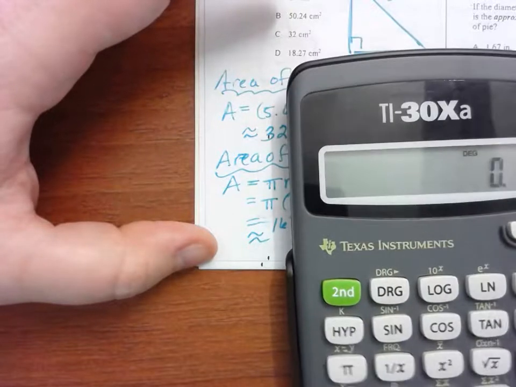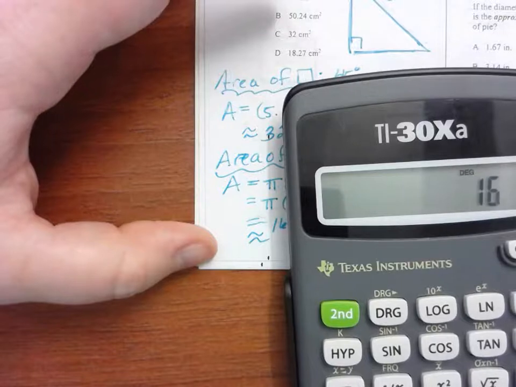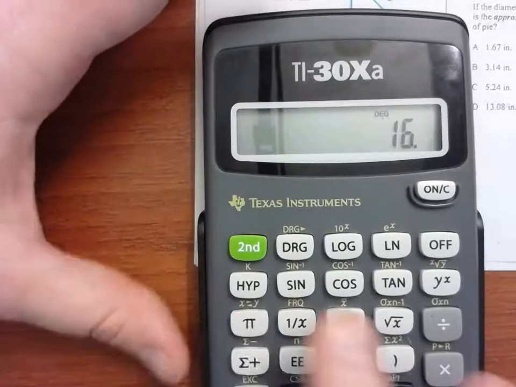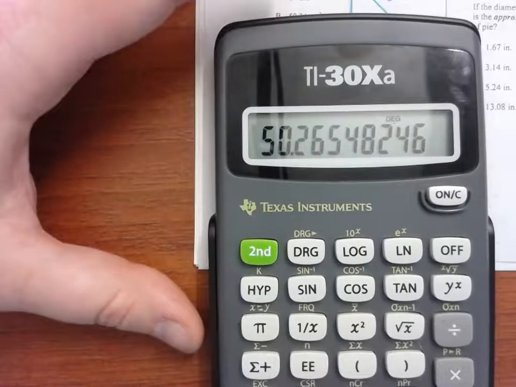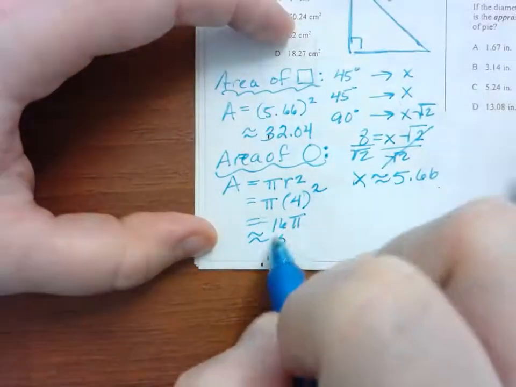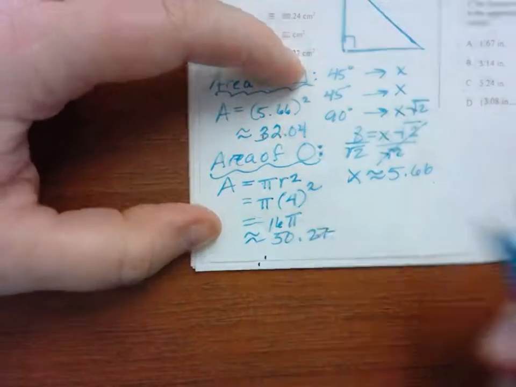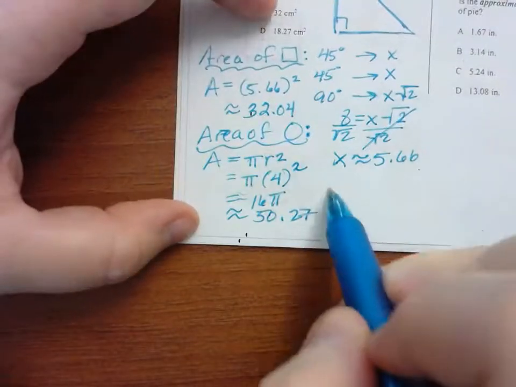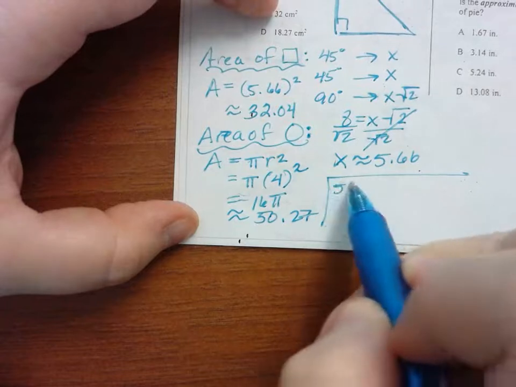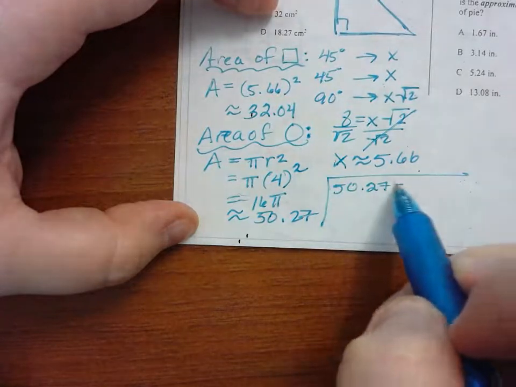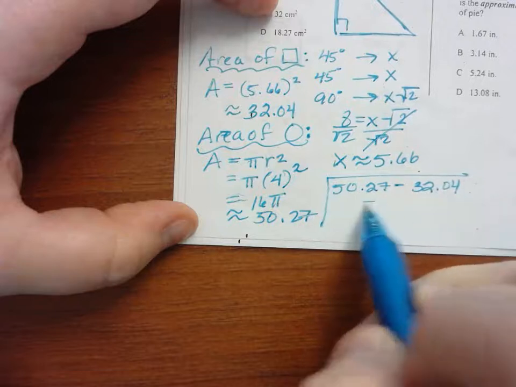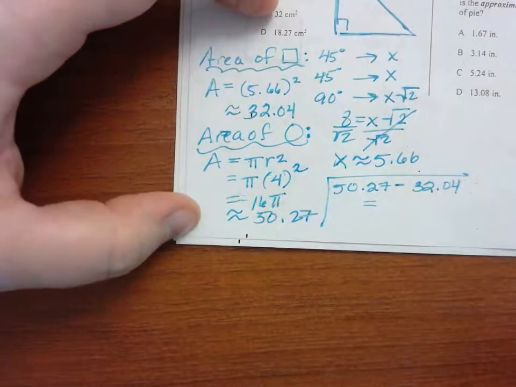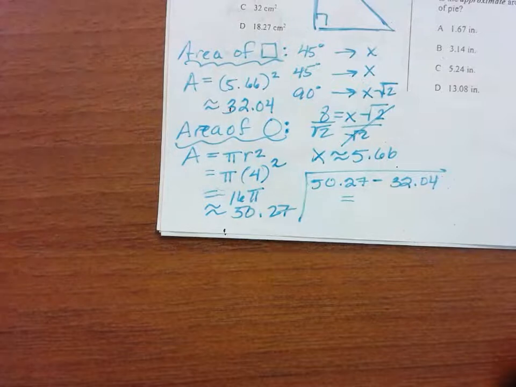these calculators are different. Okay. So you have to have 16 times pi. So that's 50.27, we'll say. So if you subtract these two, I'm going to do this down here. 50.27 minus 32.04. So you guys plug that into your calculators and tell me what you get.